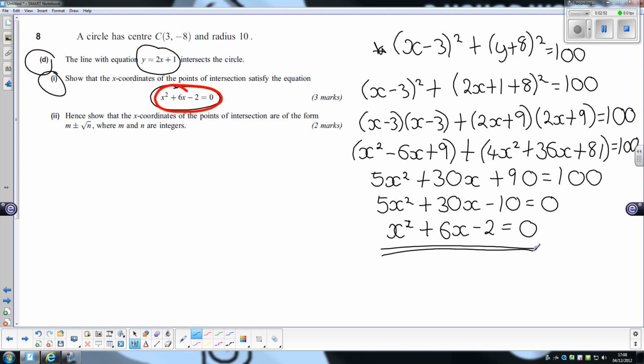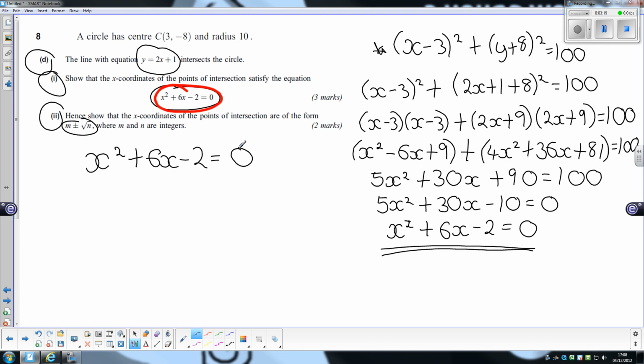Now for part B, you have to show that the x-coordinates of the points of intersection are of this form, m plus or minus the square root of n. That's suggesting that it's not going to be a simple question of factorising this quadratic. We're going to have to complete the square. So we've got our equation, x² + 6x - 2 = 0.